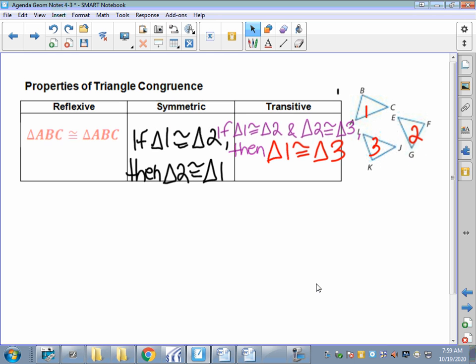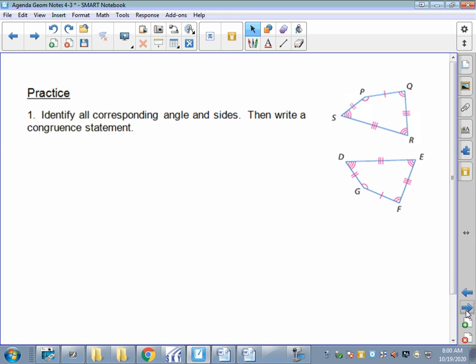So just some properties, we use those if we do proofs, but we use them every day, and I just want to make sure I point them out to you. All right, so let's do a couple examples here. So first of all, it says to identify all the corresponding angles and sides and write a congruent statement. So notice these are two quadrilaterals. We've been mostly talking about triangles, but quadrilaterals work as well.